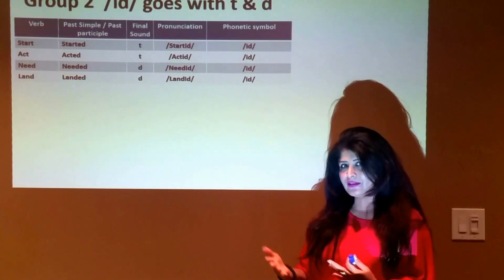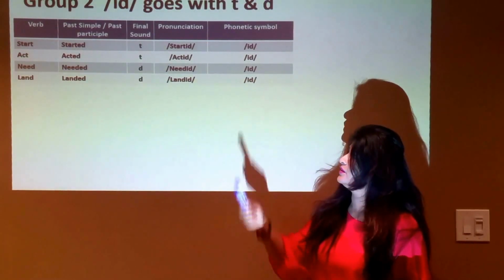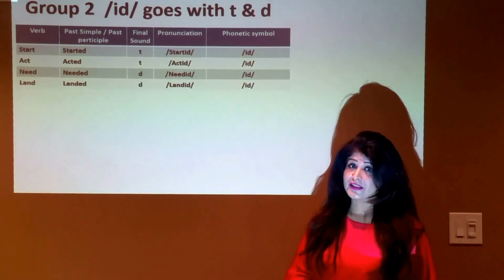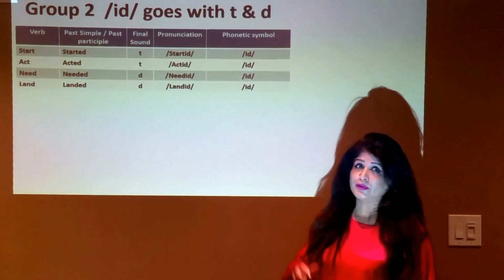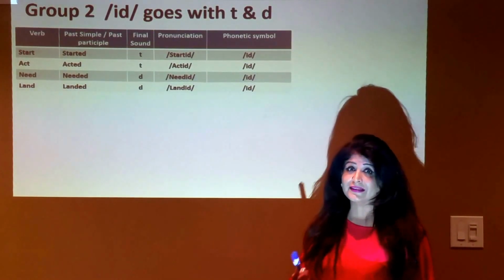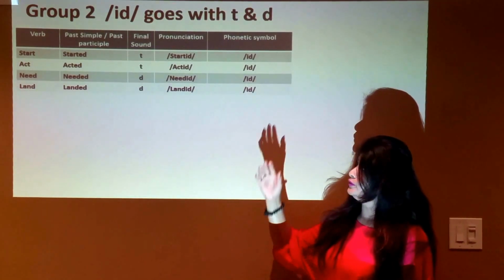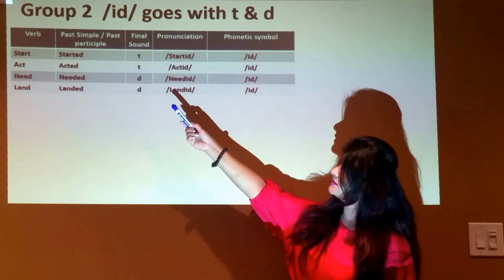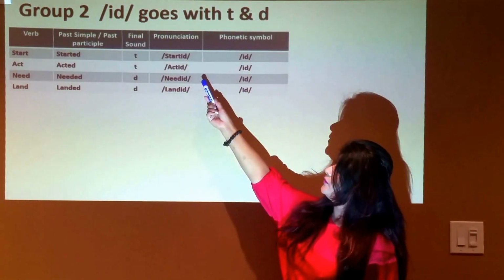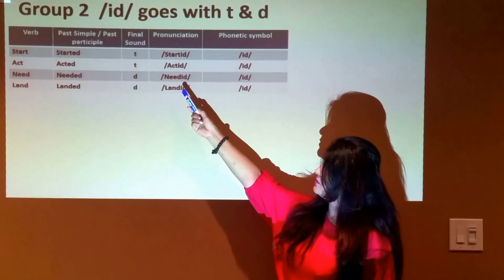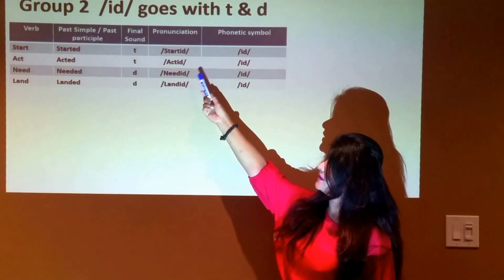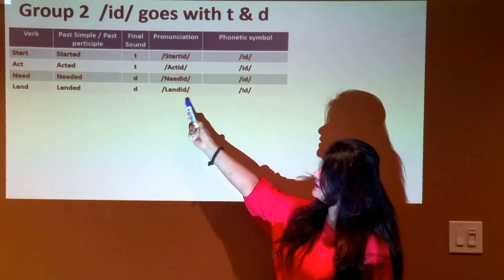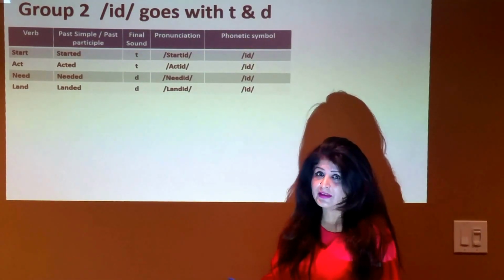This group is easy to remember, very simple. In this group, we have only two consonants that take an extra syllable with them. It is a syllable and you add it to the verb. So in this case, started ends in a t sound and it takes the extra syllable id. Acted, needed, landed. Okay, very simple.